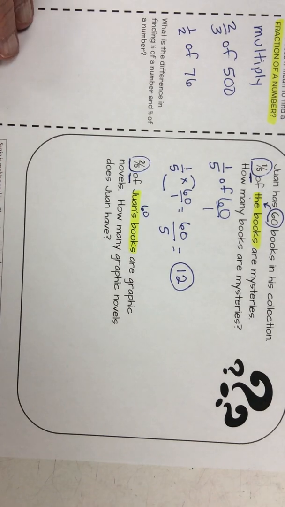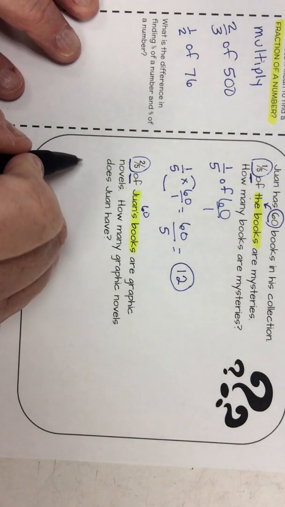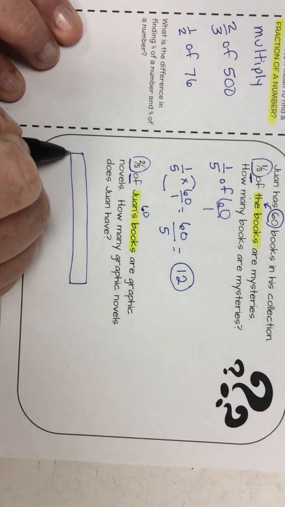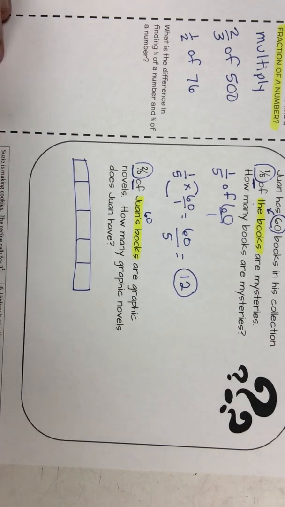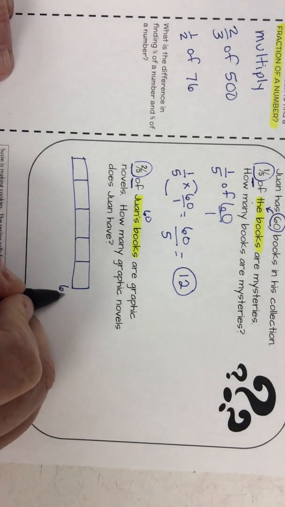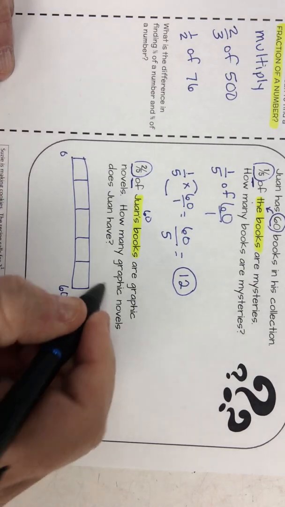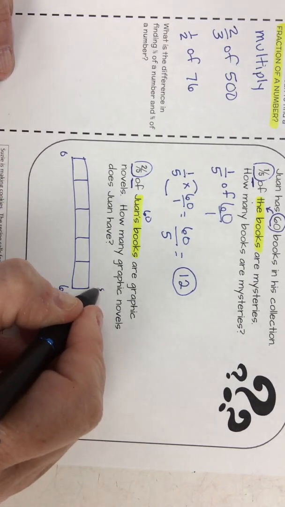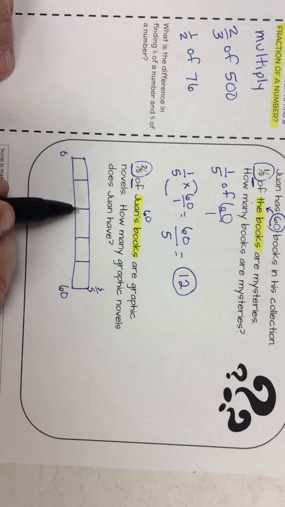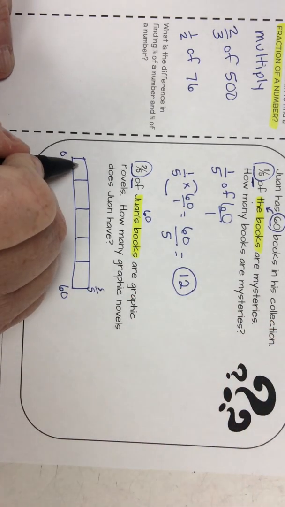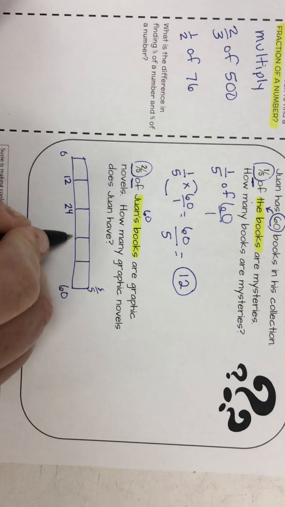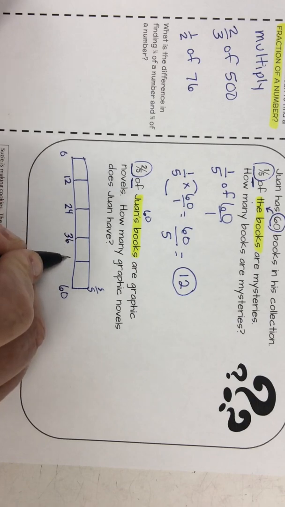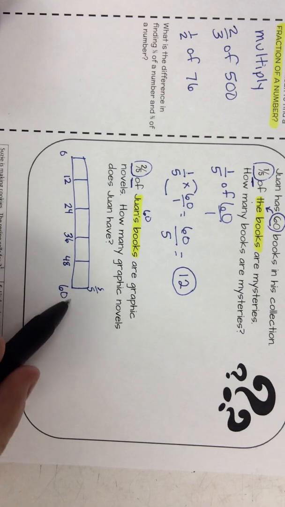How many graphic novels? Now, there are a couple of ways, okay? I'm going to draw a picture here. I'm going to divide it into 5 equal-ish parts. So, 60 books is my total number of books, right? And this is 5/5, right? There are 5 parts here. Well, if 1/5 equals 12 books, what would 2/5 be? 24. And 3/5 will be 36. And 4/5 will be 48. And then 60. Okay, you could do that.